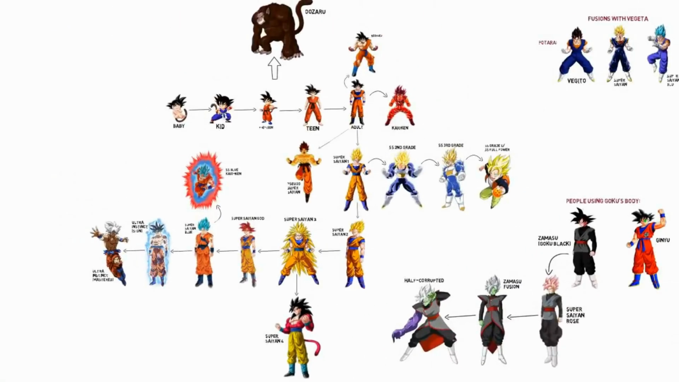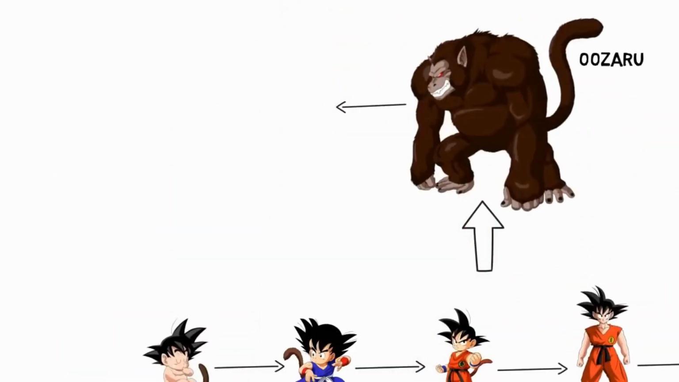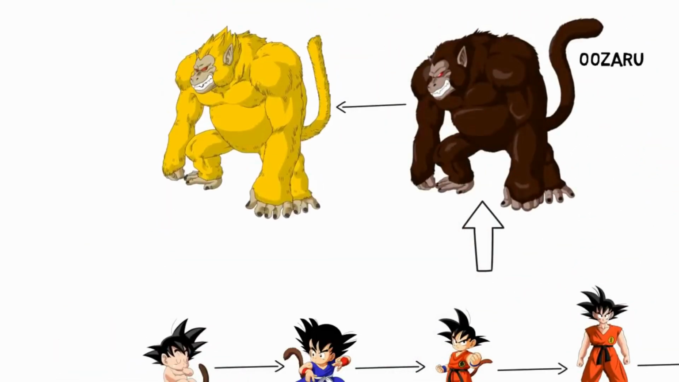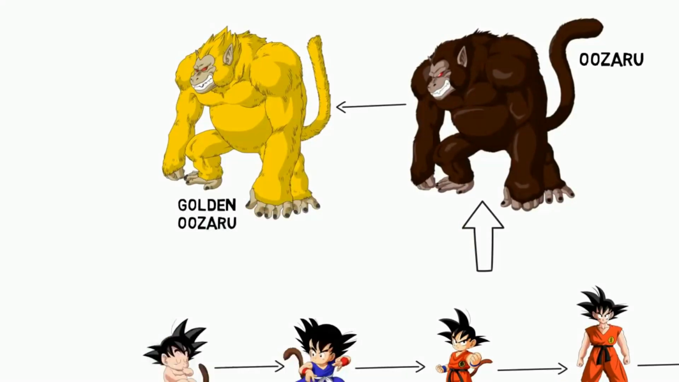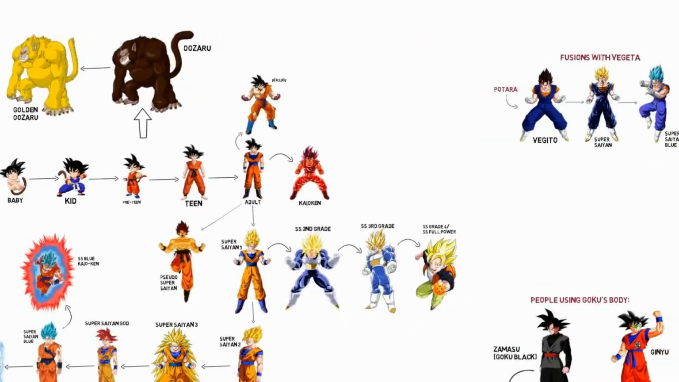And speaking of ape stuff, the great ape Ozaru can also turn Super Saiyan in GT, creating golden Ozaru. This state is attained by Saiyans who have a tail, along with the ability to become a Super Saiyan.